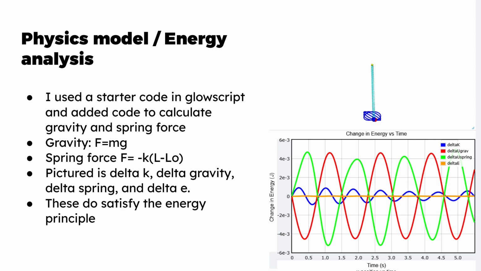The physics model used the starter code in GlowScript and then added code to calculate gravity and spring force. I also used the CSV file to help with this as well. Some formulas I used are for gravity, F equals mg, and for spring force, F equals negative k (L minus L0).